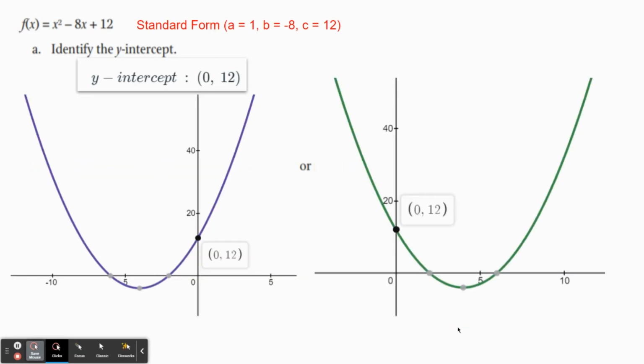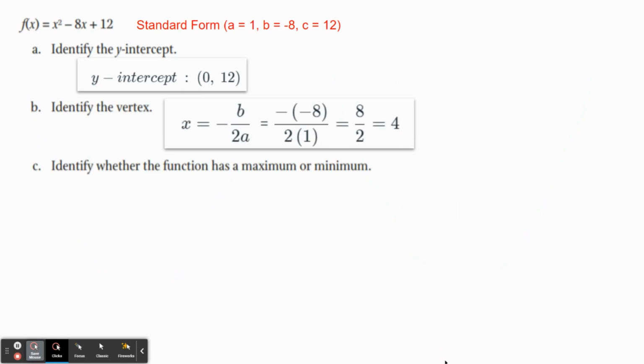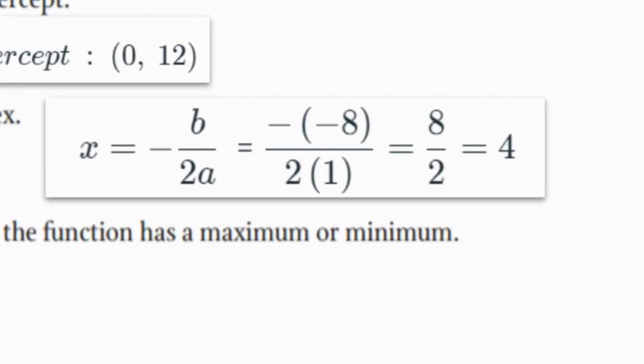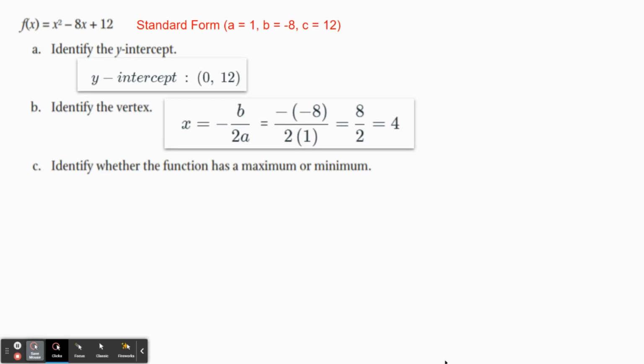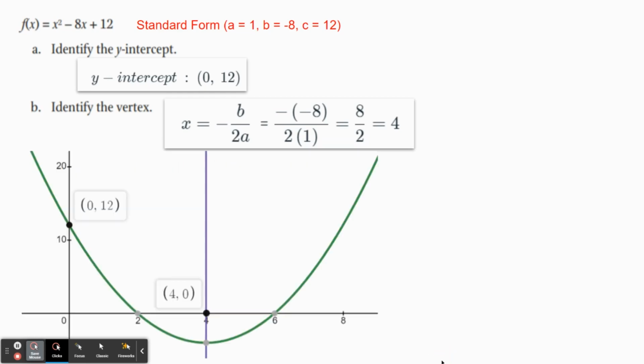So at this point, it's either going to look like the graph on the left or the graph on the right. How do I know which one it is, because they both have a y-intercept of 12? For that, you do need the vertex, and the formula you use for that is -b/2a. Remember, the opposite of a negative is positive. So that's going to be +8/2, which is +4, which means it will be the one on the right, because the x value will be positive. So there's the graph there.